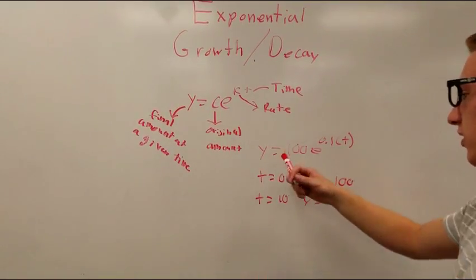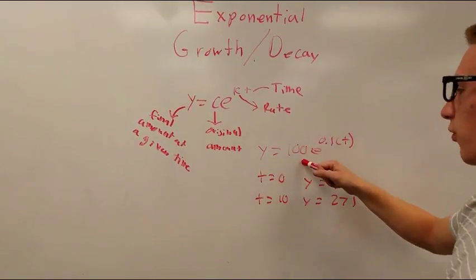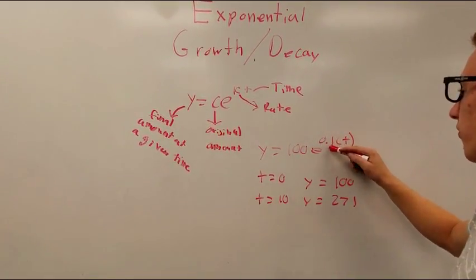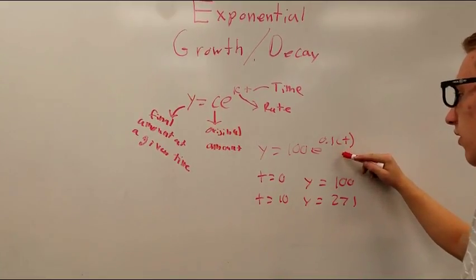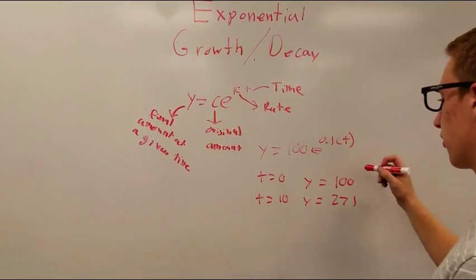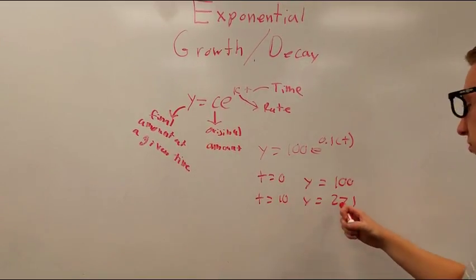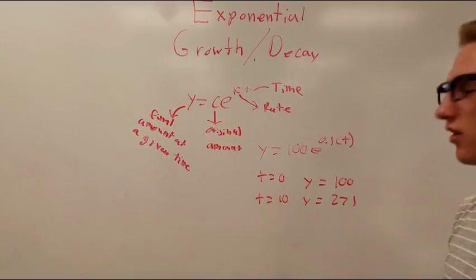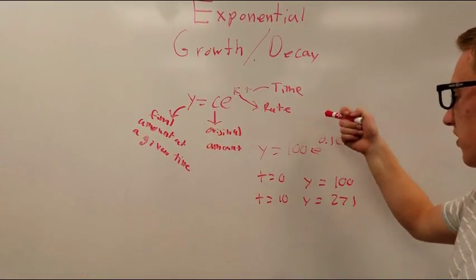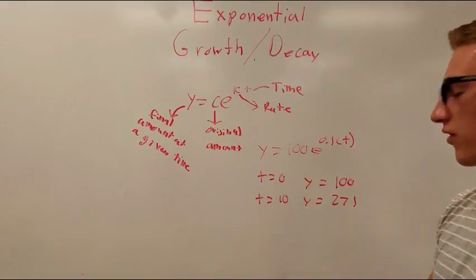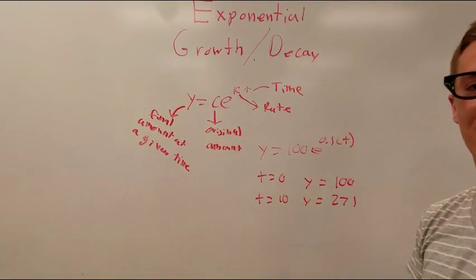So here's a quick example. You start with 100, let's say, people, and it grows 0.1 for every t, let's say, days. So at 0 days, you're going to have 100. But after 10 days, you'll have approximately 271 people, because you have now moved this decimal over, and it's e to the first, so yeah.